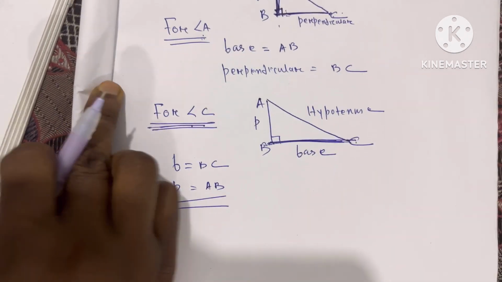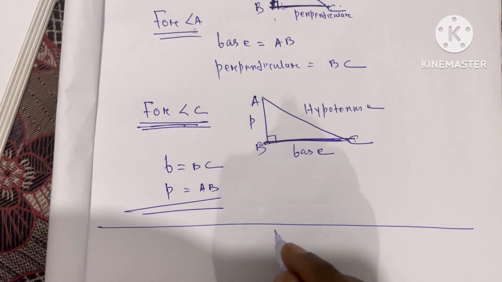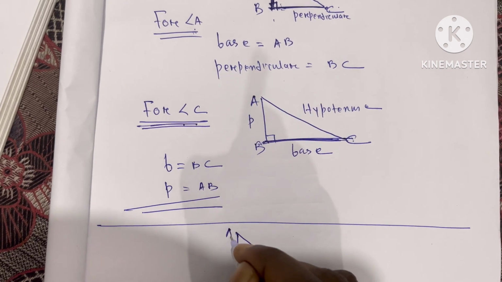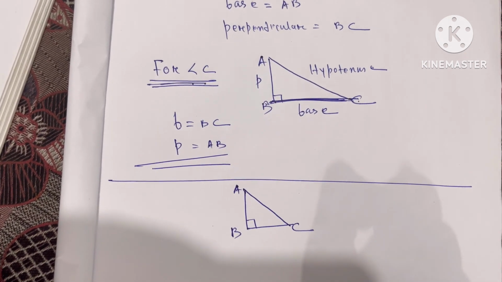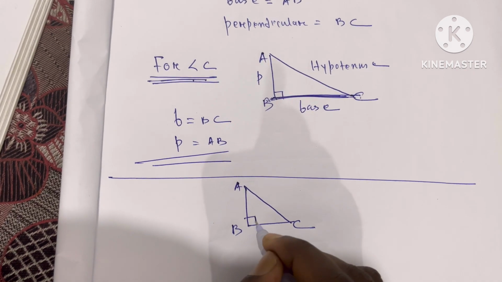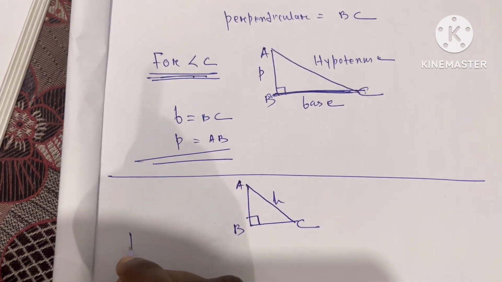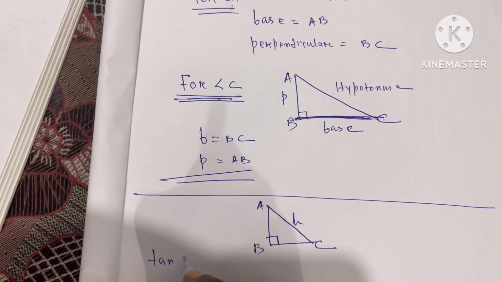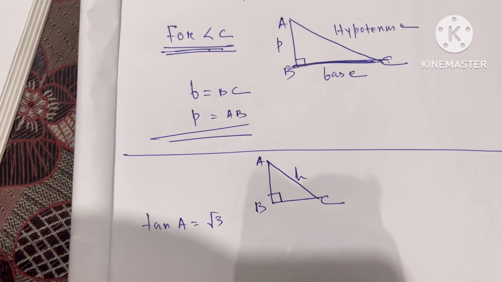Okay, now you move to our question. According to the question, ABC is a right angle triangle in which angle B is equal to 90 degree. So angle B equal to 90 degree means AC will be hypotenuse. Hai na? So according to the question, given tan A is equal to root over 3.